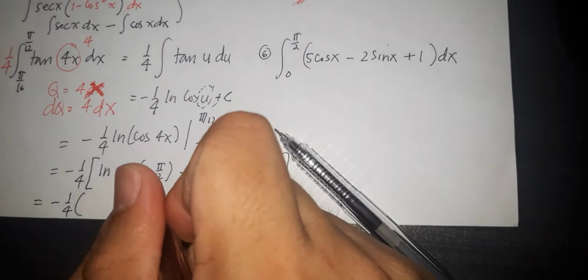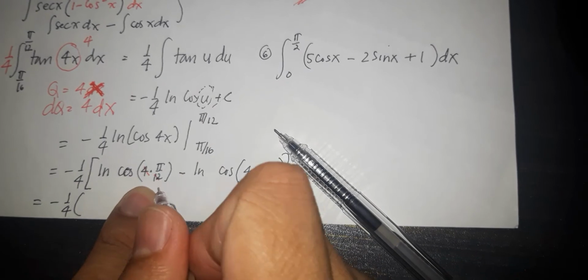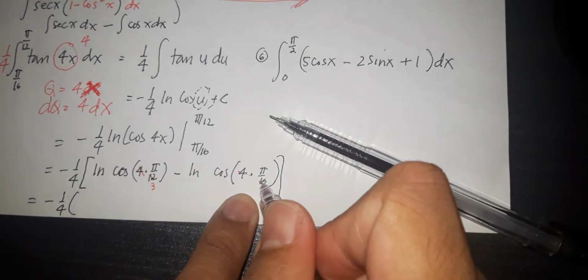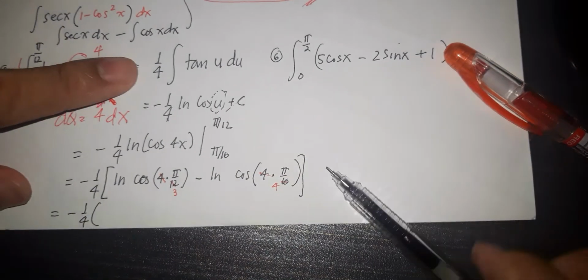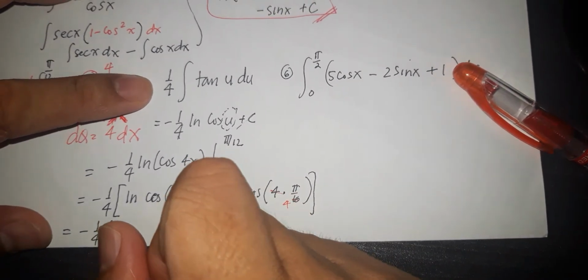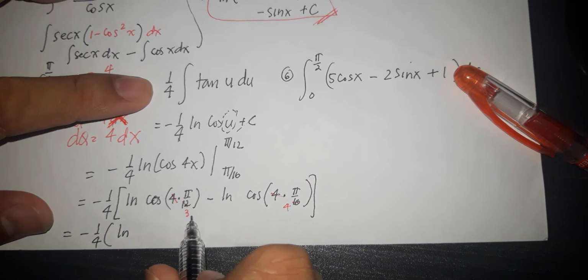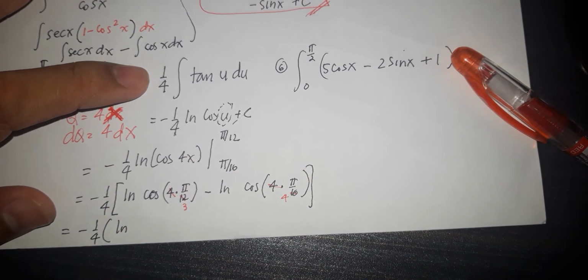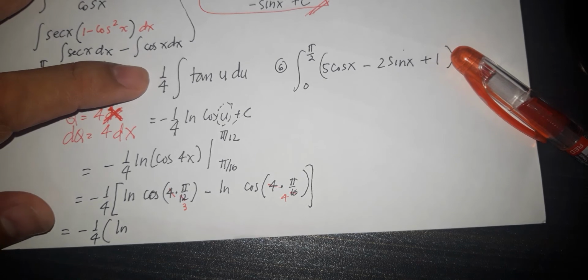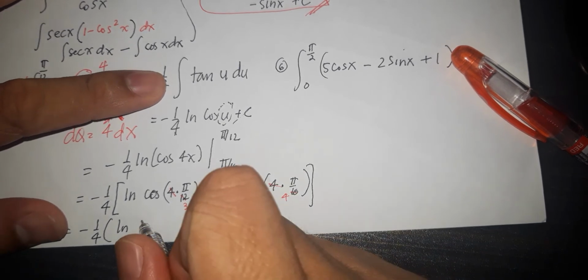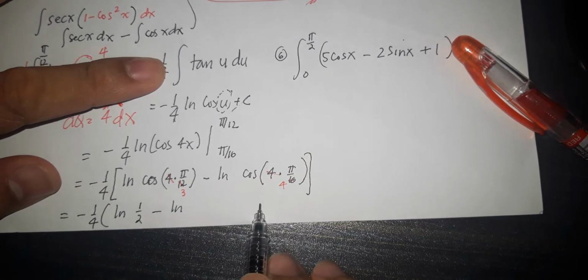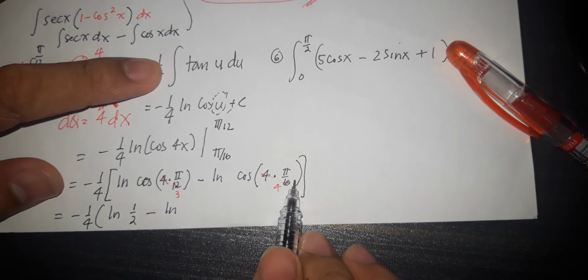This is 3 pi over 3, so this is pi over 4. So this is ln of cosine pi over 3. What's cosine pi over 3? Pi over 3 is 60 degrees. So that's 1/2 minus ln of cosine of pi over 4.